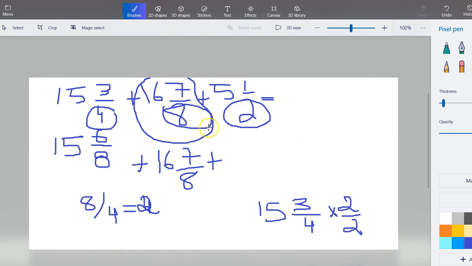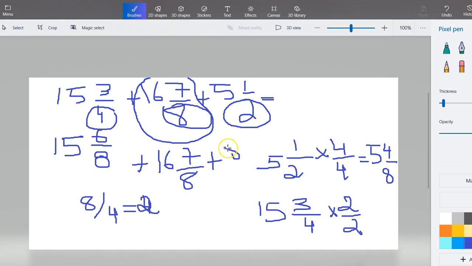Now let's do the same thing for the third fraction. In the third fraction we have a 2 instead of an 8. So we need to multiply 5 1/2 by 4 over 4 in order to have an equivalent fraction that has a denominator of 8. This will give us 5 4/8. We're going to put it over here, 5 4/8.